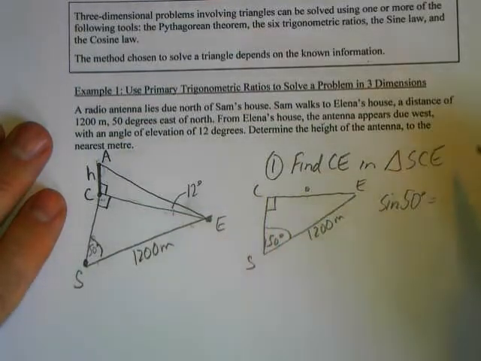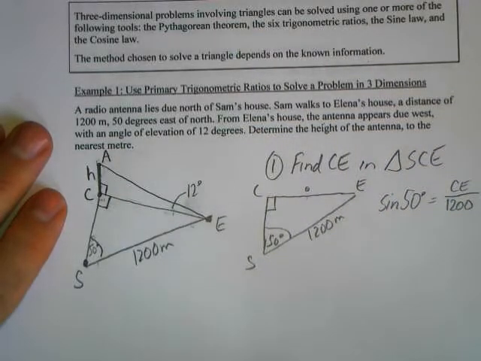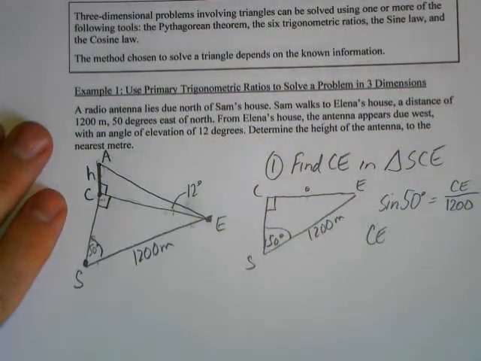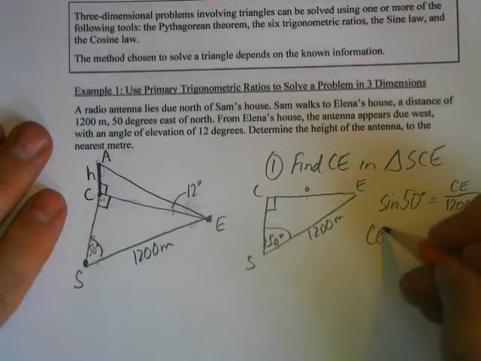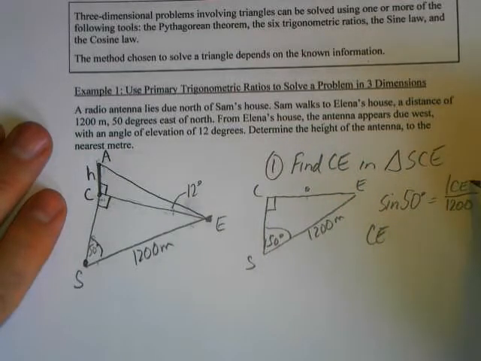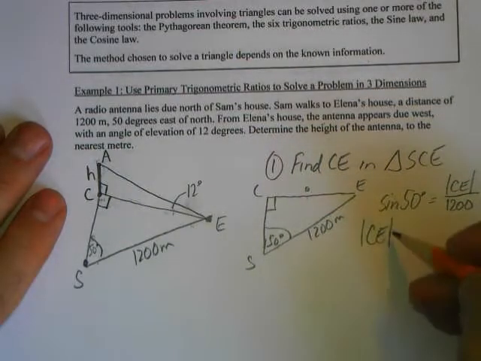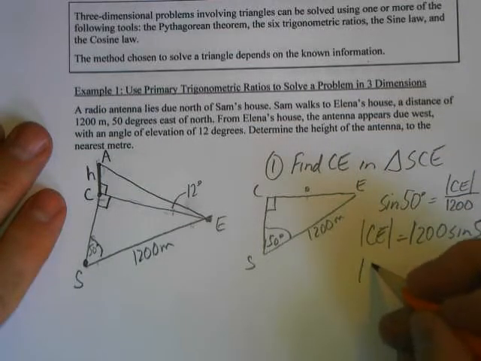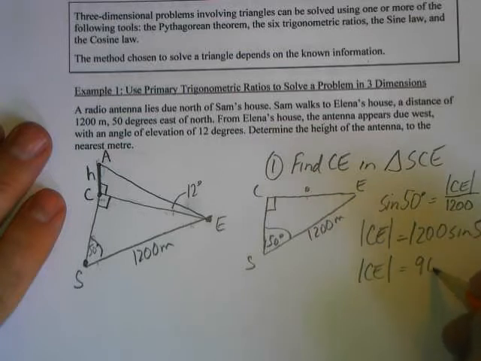So the opposite side is CE, and that's going to be over 1200. The units are going to be in meters. So I can figure out that CE, and to be more accurate mathematically, I'll put my lines down the side. That tells me that's the magnitude or the length of CE. So the length of CE is equal to 1200 times sine 50. That is equal to 919 meters rounded.